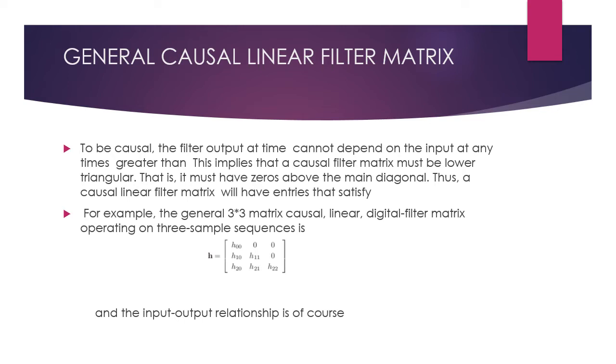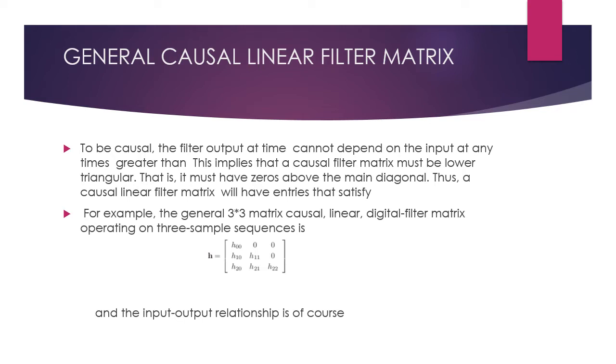For example, the general 3 by 3 causal linear digital filter matrix operating on 3 sample sequences is H = [H00, 0, 0; H10, H11, 0; H20, H21, H22]. And the input output relationship is, more explicitly, y0 = h00x0, y1 = h10x0 + h11x1, y2 = h20x0 + h21x1 + h22x2.